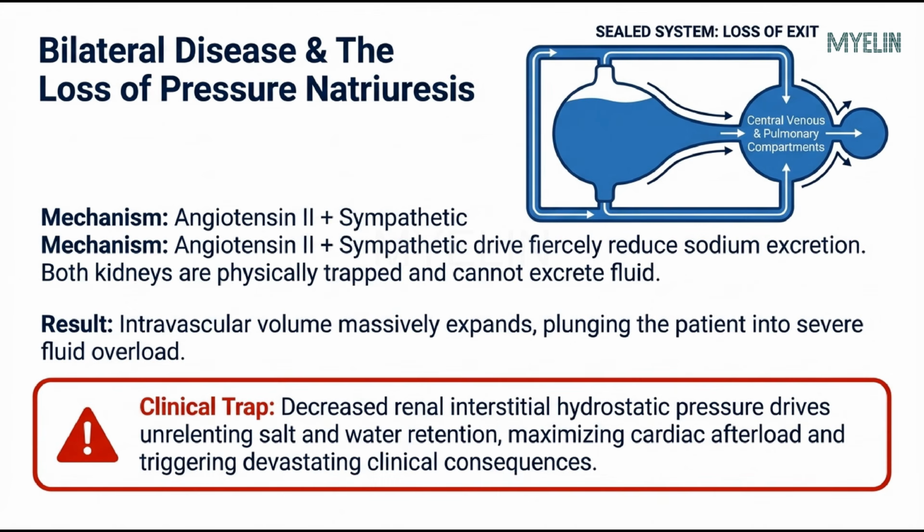As a result, the intravascular volume massively expands, plunging the patient into severe fluid overload. This unrelenting salt and water retention maximizes the cardiac afterload and triggers devastating clinical consequences. The heart is forced to pump against extremely constricted systemic arteries while simultaneously dealing with a massive overload of retained fluid. This exact physiological trap is what drives the most dangerous acute presentations of the disease. You must recognize that the loss of this normal physiological reflex is what shifts bilateral renal artery stenosis from a chronic hypertensive problem into an acute cardiopulmonary emergency.